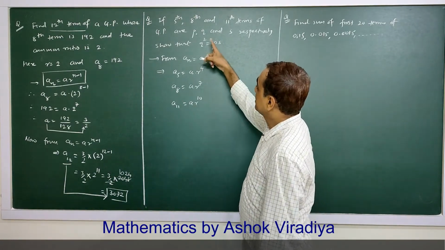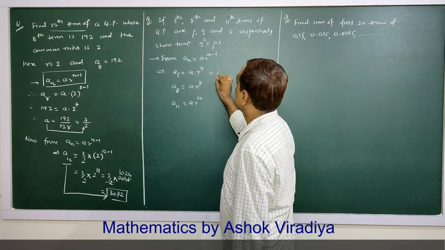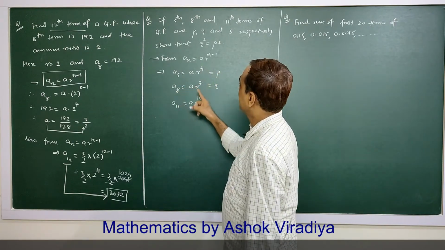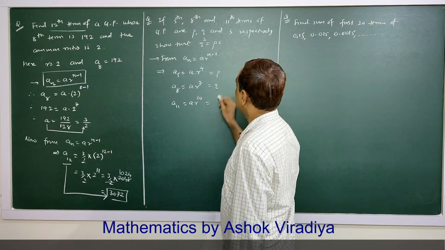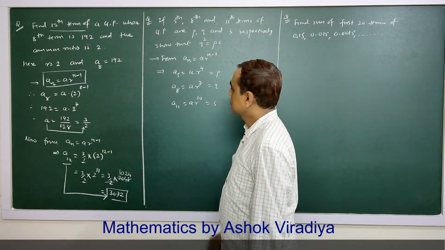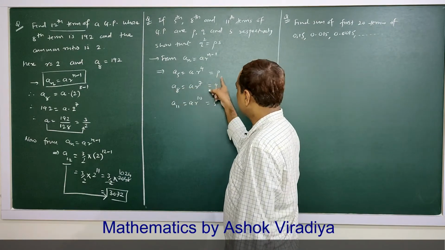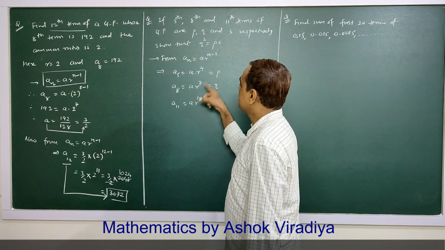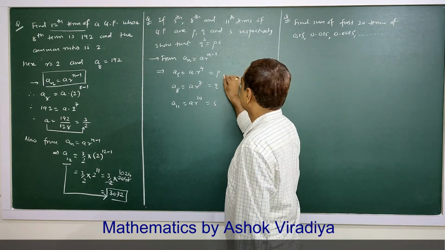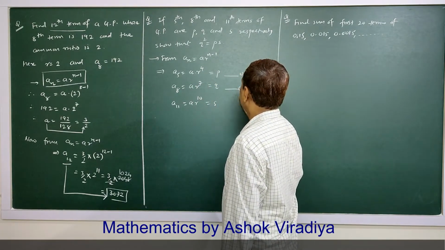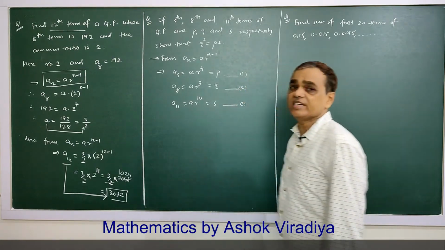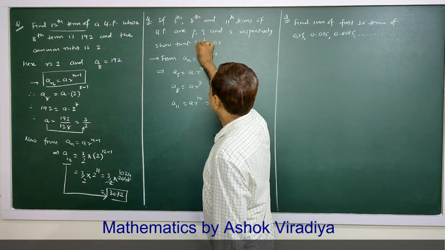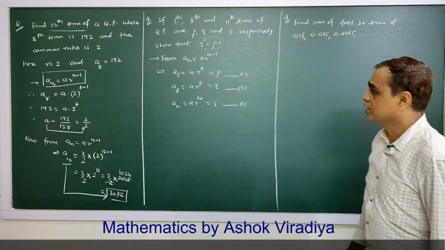Now given that the 5th term is P, the 8th term is Q and the 11th term is S. So we are given these values. So this value is P, this value is Q, this value is S. So these are the results from the given information. Now here we want to show that Q square is equal to P into S.